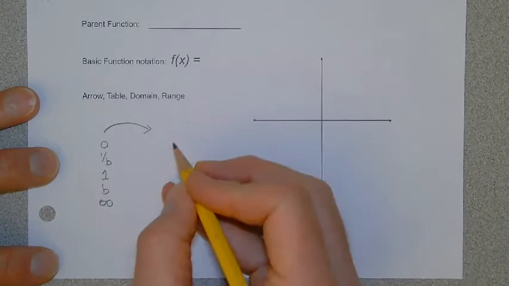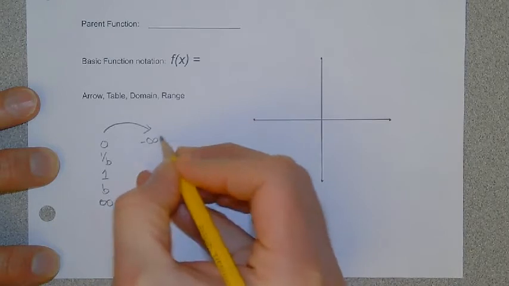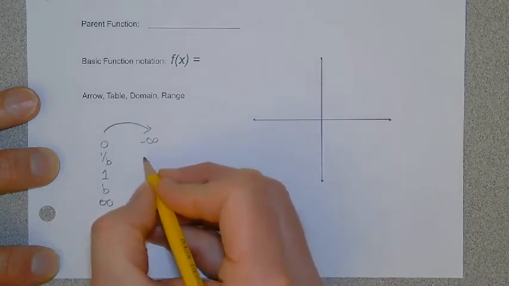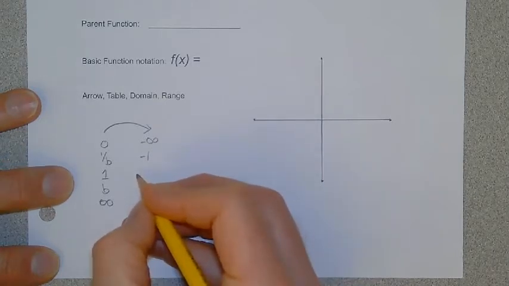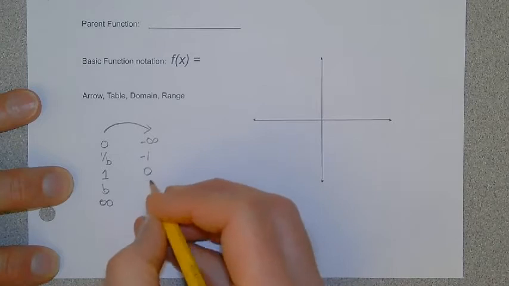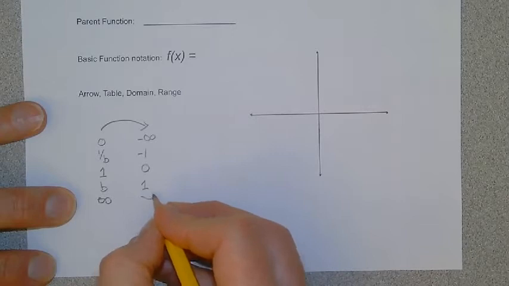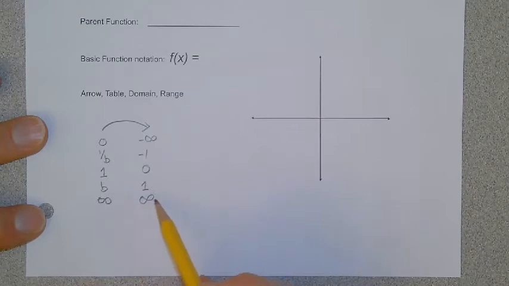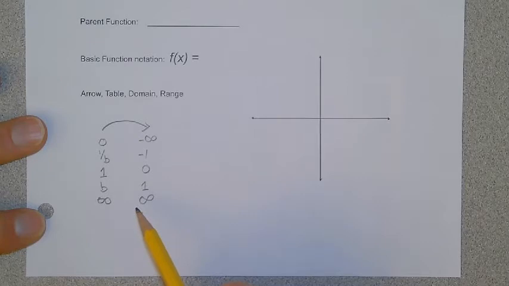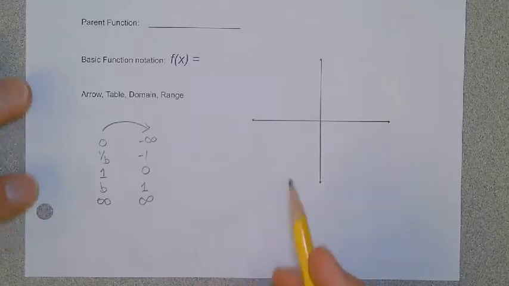And then the outputs that go with them: the 0 now goes to negative infinity. The 1 over b goes to negative 1. The 1 goes to 0. The b goes to 1. And the infinity goes to infinity. So we recognize this bottom part here of infinity going to infinity. We recognize that type of end behavior. It's going to look a little bit different on this one than we're accustomed to.